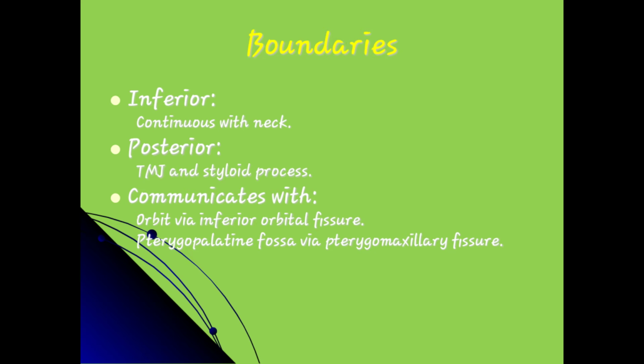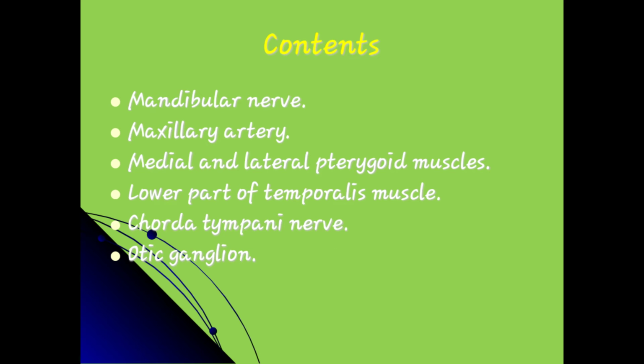This is exactly what we see on the inferior border. It's continuous with the neck, and the posterior border has the temporomandibular joint and the styloid process. We see that the infratemporal fossa communicates with the orbit via the inferior orbital fissure, and it also communicates with the pterygopalatine fossa via the pterygomaxillary fissure. We're also going to see this properly on the illustrated diagram towards the end of our slides.